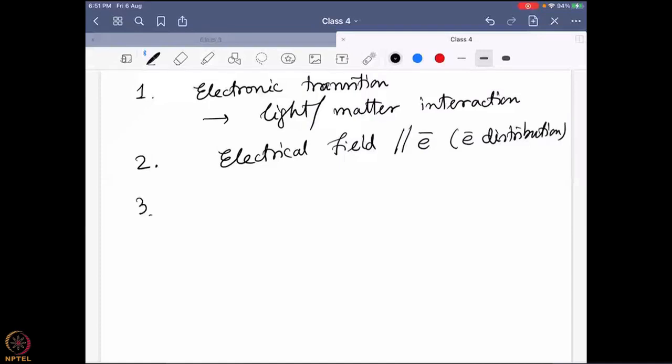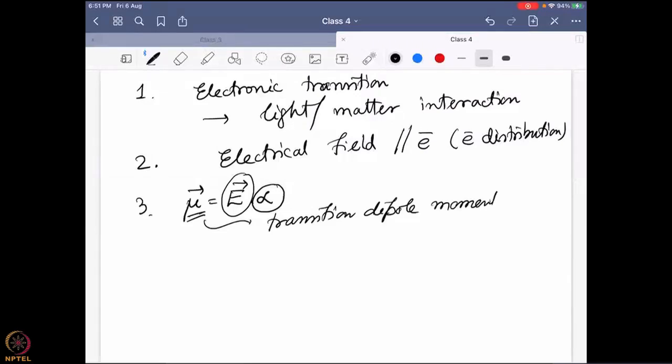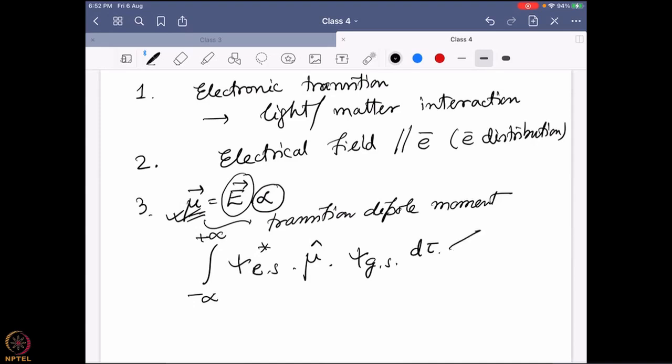The transition depends on the polarizability and the electrical field. Polarizability is a property of matter, and the electrical field is a property of the light or the incoming electromagnetic radiation, and that is given by this transition dipole moment. This transition dipole moment can be used to find the probability of a particular transition. If I'm going to an excited state, the operator will be this transition moment from the ground state, integrated over d tau. If it is 0 or 1, depending on that, I can say it is disallowed or allowed.